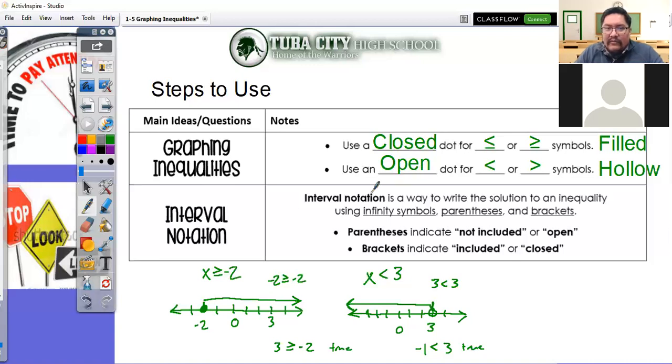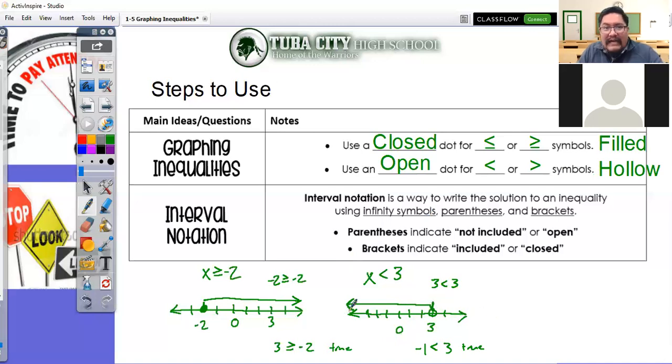Now, in this case here, we have one other thing that we need to do, and that is interval notation. So I'm going to use these exact same examples already. So interval notation is a way to write the solution of an inequality using infinity symbols, parentheses, and brackets. Parentheses are used with open or no or equal to, so less thans or greater thans without the or equal to. So if you use the hollow circle, that's the time you would use parentheses.